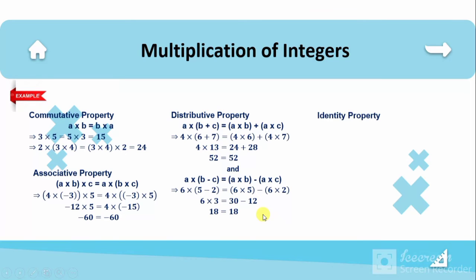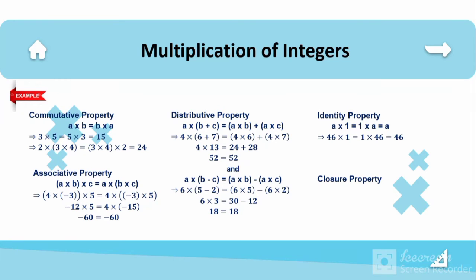And next, identity property. What kind of number, if we multiply by 1? The result is that number. As we see, 46 times 1 is equal to 1 times 46. And both of them, its result is 46.